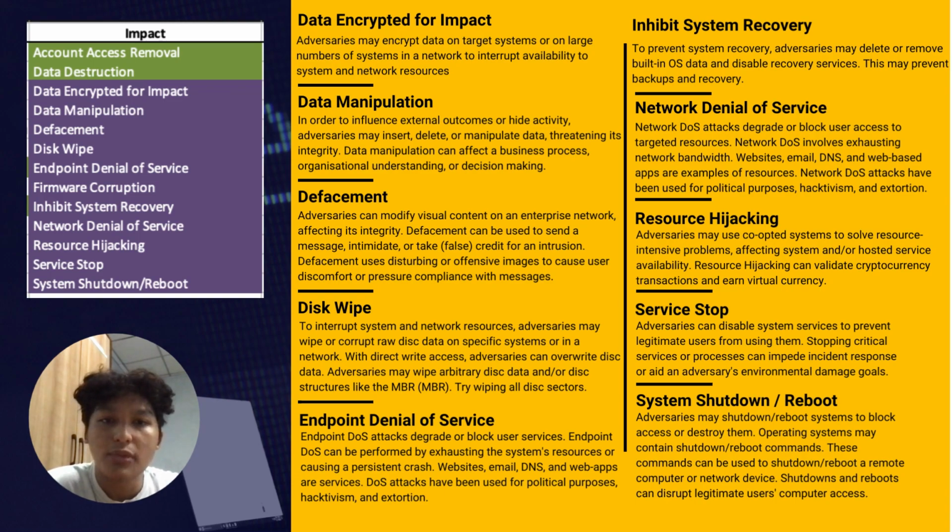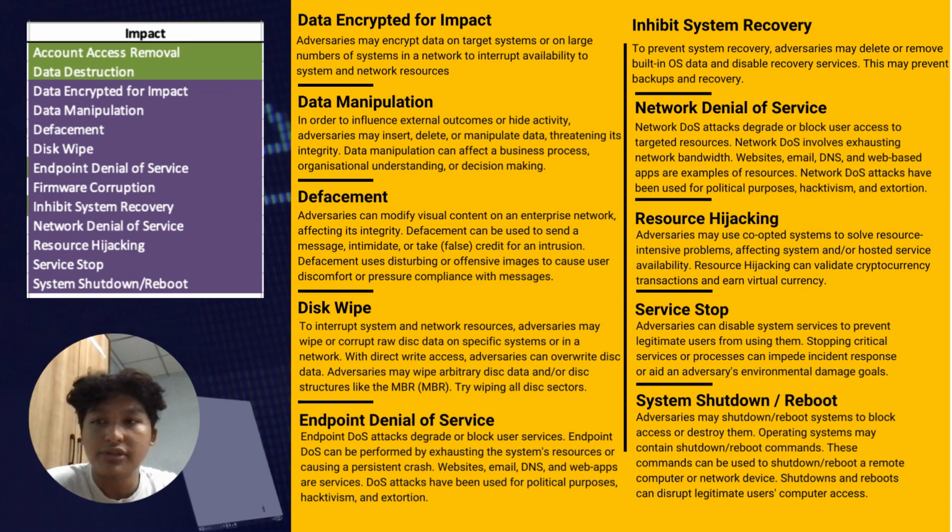Defacement. Adversaries can modify visual content on an enterprise network, affecting its integrity. Defacement can be used to send a message, intimidate, or take false credit for an intrusion. Defacement uses disturbing or offensive images to cause user discomfort or pressure compliance with messages. Disk wipe. To interrupt system and network resources, adversaries may wipe or corrupt raw disk data on a specific system or in a network. With direct write access, adversaries can overwrite this data. Adversaries may wipe arbitrary disk data and or disk structures like the MBR, or try wiping all these sectors.